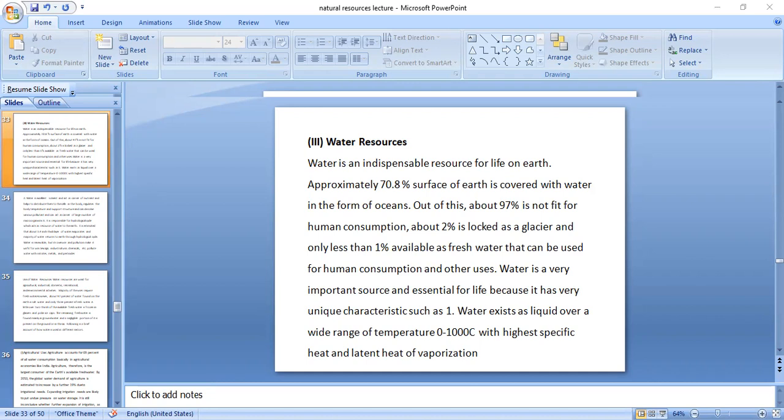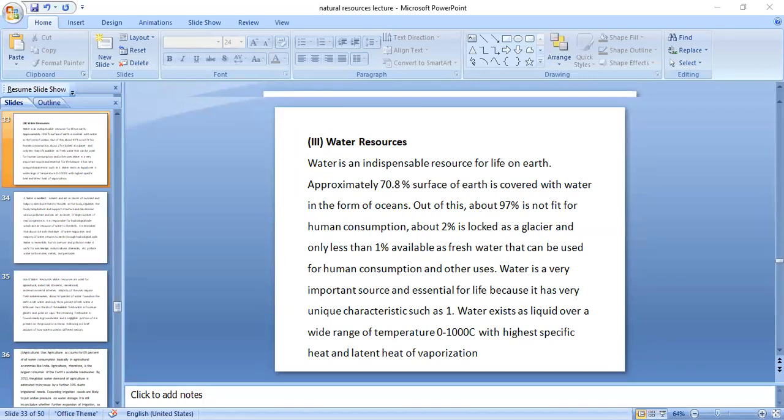In today's lecture we have started natural resources. Under that, in the first part of the lecture we have covered water resource. We have studied that water is a universal solvent, with various applications. Then we have studied uses of water resources.